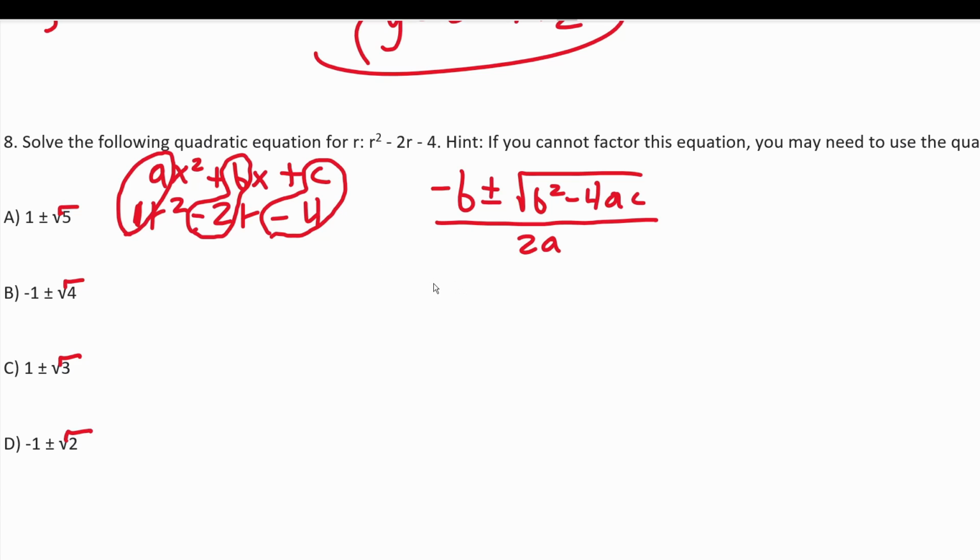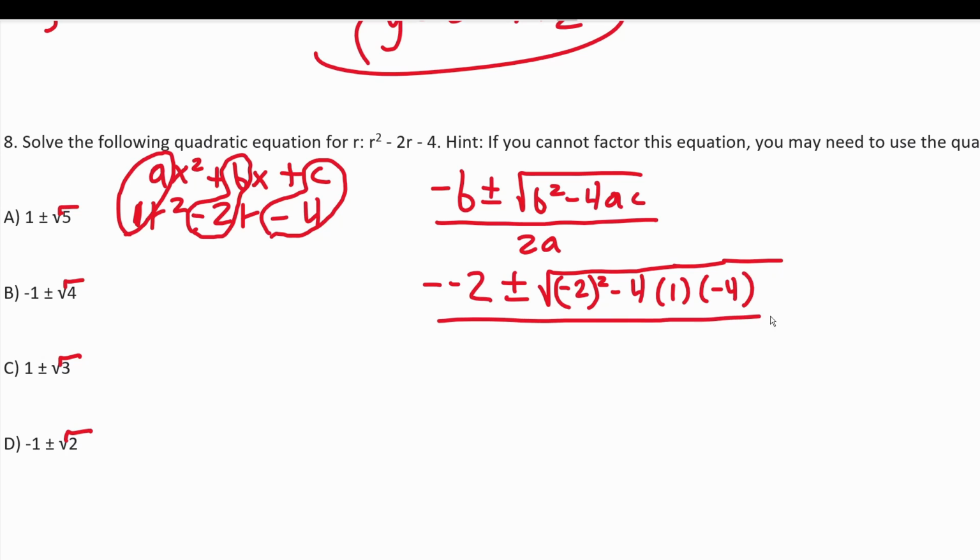Again, b is -2, so this is -2 plus or minus the square root of -2 squared minus 4. A is 1 and c is -4, all over 2 times a, which is 1. All right, so the very first thing you want to address is this double negative. Double negatives become positive, so that's just 2. So this becomes 2 plus or minus, and we can work out the denominator very quickly. 2 times 1 is just 2.